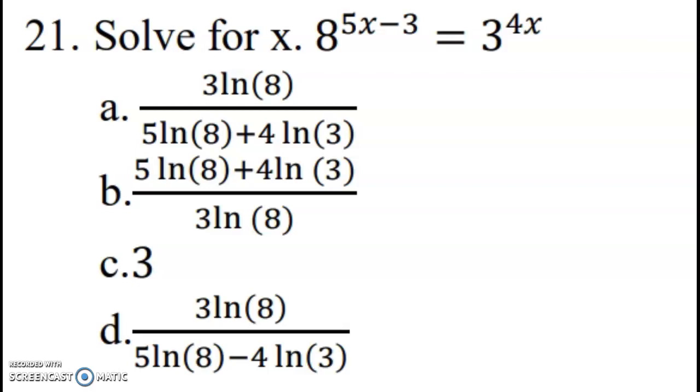Question 21. Solve for x. 8 raised to 5x minus 3 is equal to 3 raised to 4x. Okay, so looking at this, the first thing I would want to do is get the bases the same, but I have an 8 and a 3, and there's no way I can get the bases the same in this case. So what I need to do is take the natural log to both sides of these.